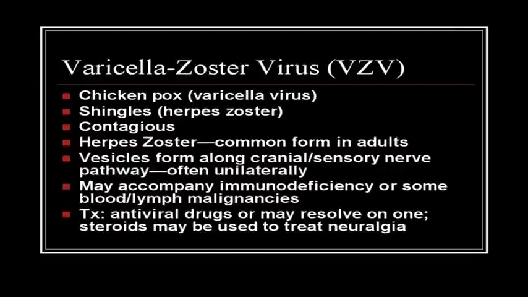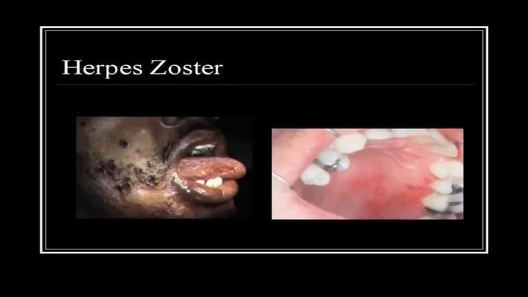Varicella zoster virus, or VZV, is the cause of chickenpox and later in life a reemergence of those chickenpox called shingles. It's a contagious condition. Herpes zoster is a common form of adult oral lesion. Vesicles form along the cranial or sensory nerve pathway, often unilaterally. This condition may accompany immunodeficiency or some blood and lymph malignancies. Varicella zoster viruses may resolve on their own. If not, antiviral drugs, systemic or topical steroids may be used to treat the neuralgia.